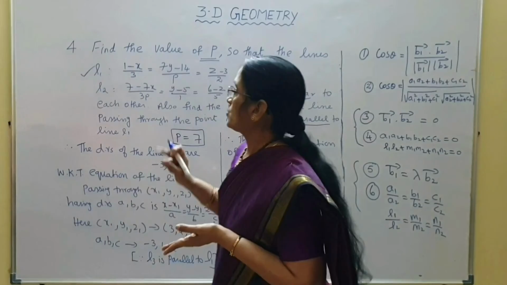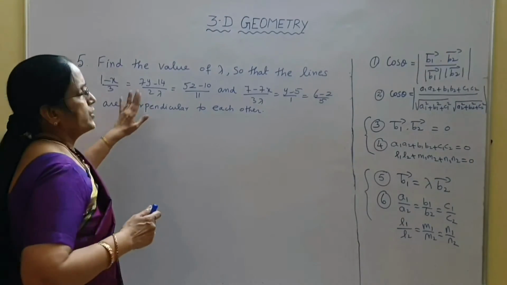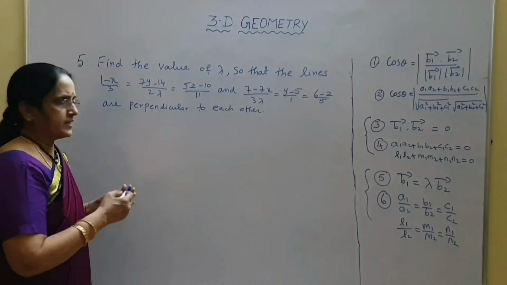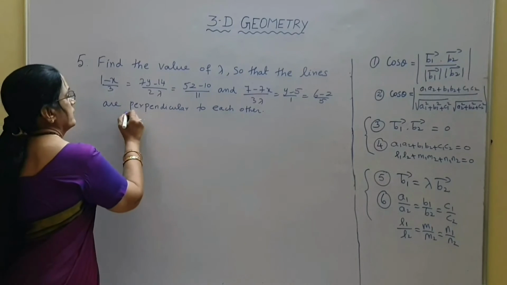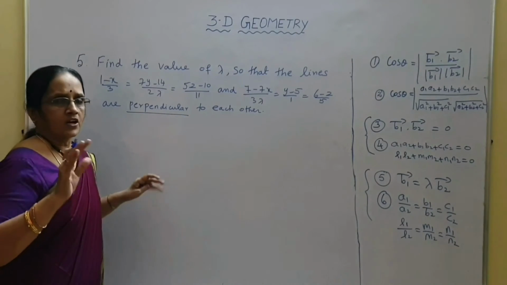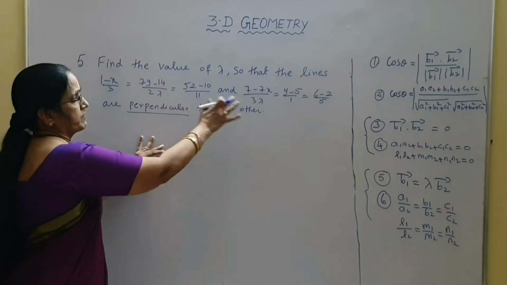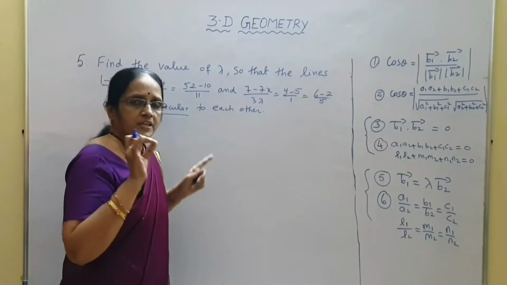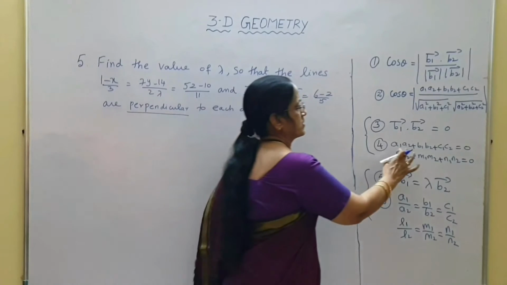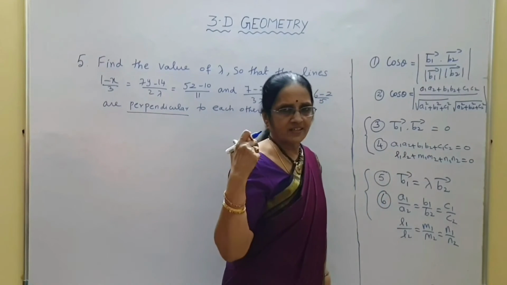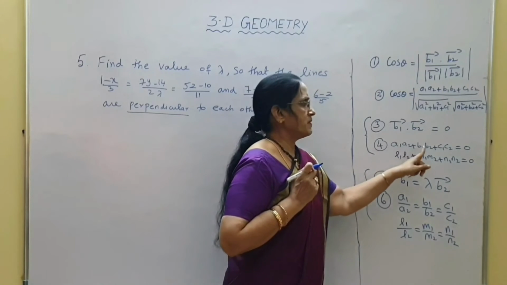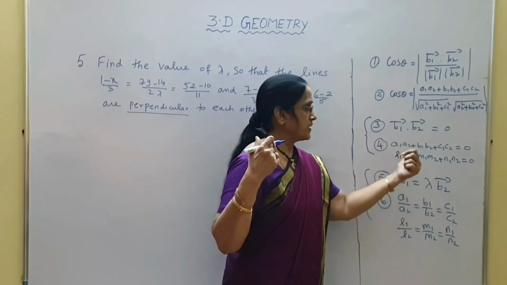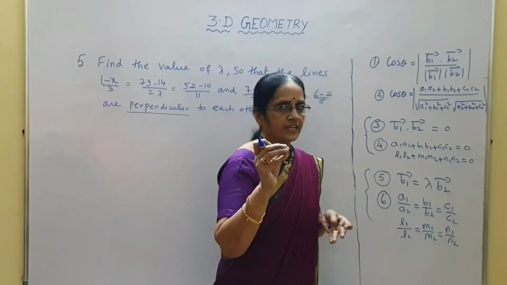Now we'll move on to question number 5. Here you need to find the value of lambda so that these two lines are perpendicular to each other. You have to read carefully whether perpendicular or parallel. Accordingly you have to answer. Now these two equations are in Cartesian form and you have been given these two equations are perpendicular. Immediately this particular point should come to your mind because the equations are in Cartesian form. What is the condition? A1 A2 plus B1 B2 plus C1 C2 equal to 0, where A1, B1, C1 are the DRs of the first line, A2, B2, C2 are the DRs of the second line. Usually we take it that way.